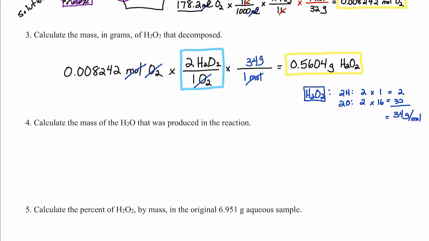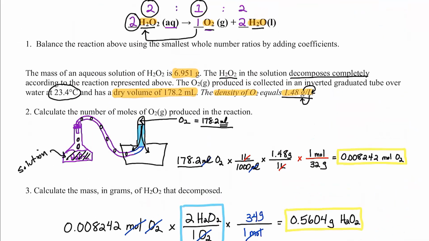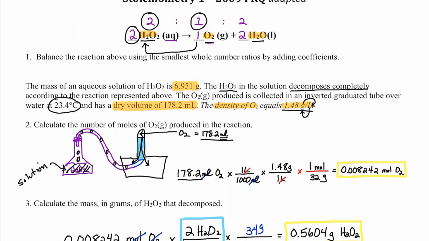Number 4, it's a lot of fun. Calculate the mass of water that was produced. All right, so if we go back to our overall reaction, how much water was produced? Well, we know it's a 2 to 1 to 2 ratio. I don't care how you do this. There are so many different ways to do it. If you have your moles of O2, you could times that by 2, and now you have your moles of water. Or if you already have your moles of H2O2, it's going to be the same moles of water.